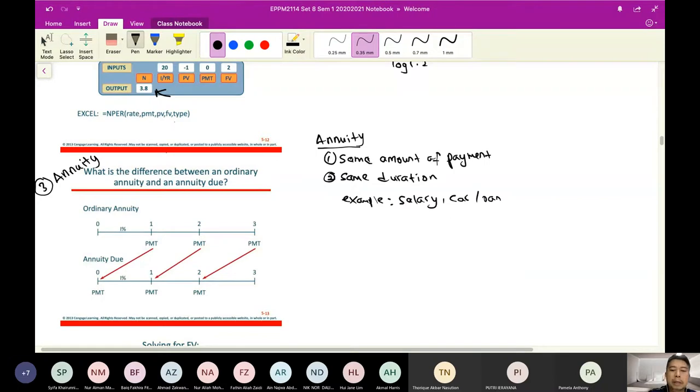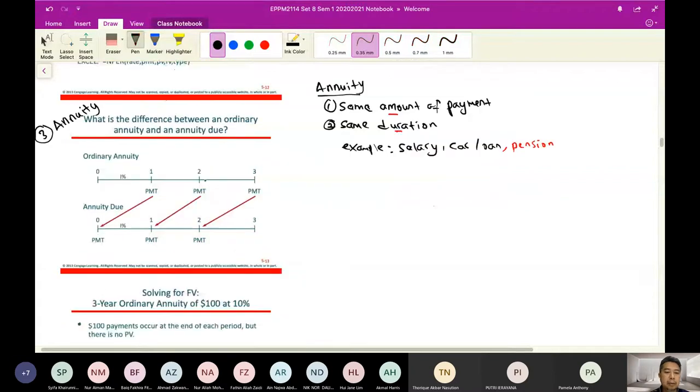So it means the amount needs to be the same, the duration needs to be the same. Let's say your payment for your car loan is 1,000. So 1,000 repeats every month, at the end of the month or maybe early in the month. That is what we call annuity. Besides that, what else? Pension. Pension is also the same, it is annuity.